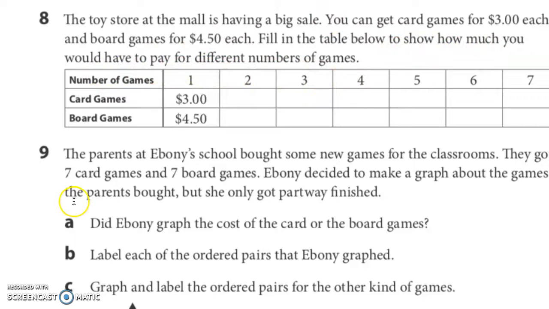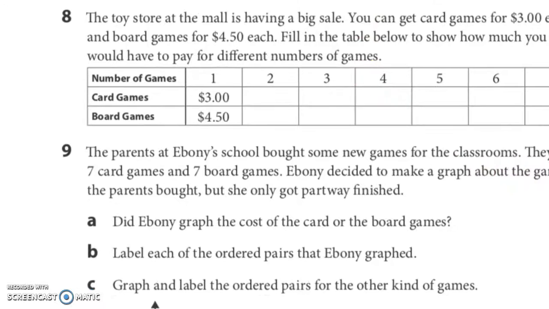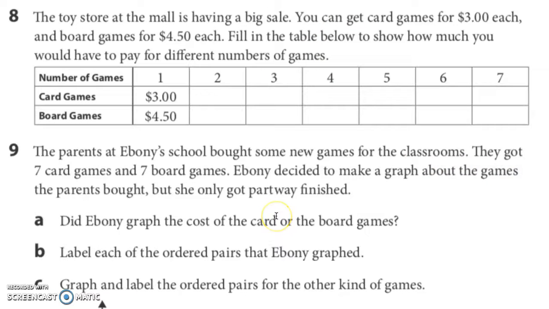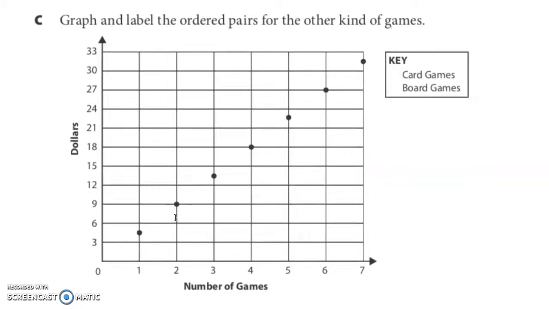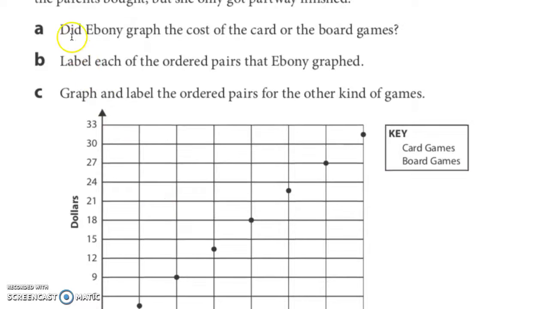And then if you go to number 9, it says the parents at Ebony's school bought some new games for the classroom. They got 7 card games, 7 board games. Ebony decided to make a graph about the games the parents bought, but she only got partway finished. Make sure that you follow the directions and do letter A, letter B, and letter C on the coordinate grid below. Letter A is asking you, did Ebony graph the cost of the card or the board games? So in letter A, you're either going to say card games or board games.